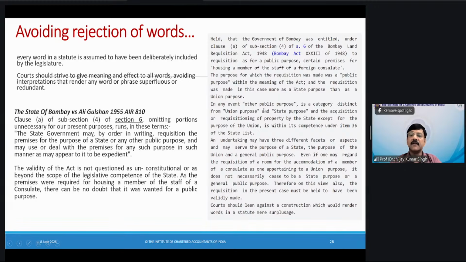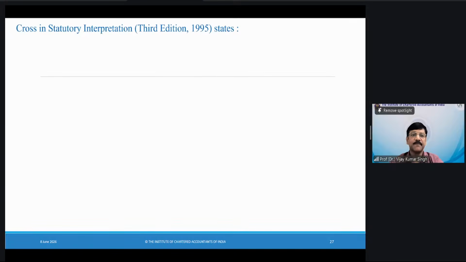So in any event, other public purpose in a category distinct from union purpose or state purpose, an acquisition or requisition of property by the state except for the purpose of the union is within the competence under item 36 of the state list. So basically here the property was acquired for a consulate, and that was considered as public purpose. There was no need for any other interpretation in that. That is how this particular case came about. So you should not unnecessarily reject a word for your convenience. This is what this particular provision is saying.